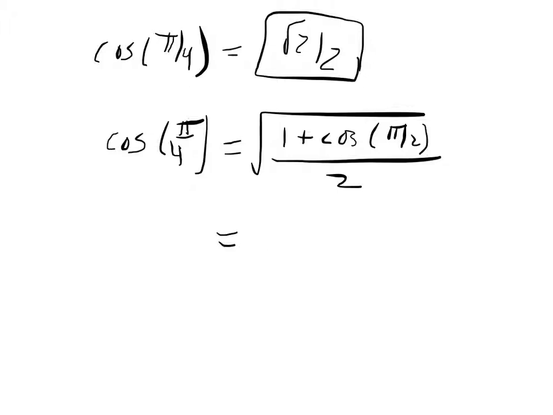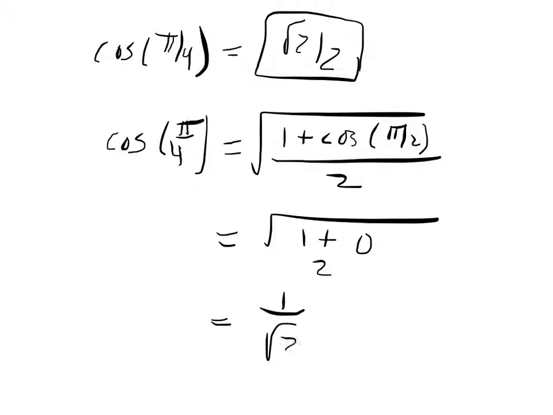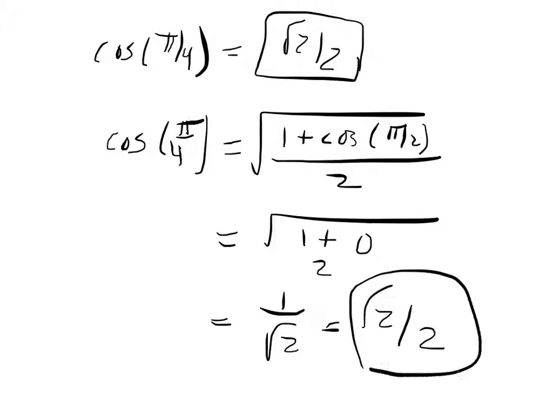And if I simplify that, I get 1 plus, well, the cosine of pi over 2 is 0, all over 2, and that gives me 1 over root 2, which gives me root 2 over 2. So indeed, obviously, it has to be consistent. If we use a half angle formula to get cosine of pi over 4, it has to turn out to be the same, it has to be root 2 over 2.